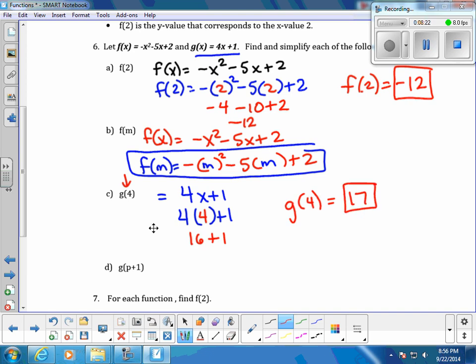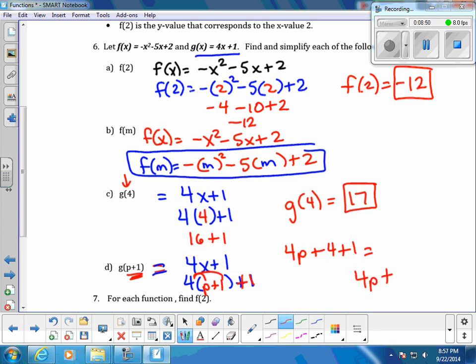And then my last one says go to the g function, write it down. 4x plus 1. Everywhere there's an x, put a parenthesis. Okay, this says substitute p plus 1 everywhere you have an x. And then we just distribute and simplify. 4p plus 4 plus 1 is equal to 4p plus 5. So g of p plus 1 is equal to 4p plus 5.